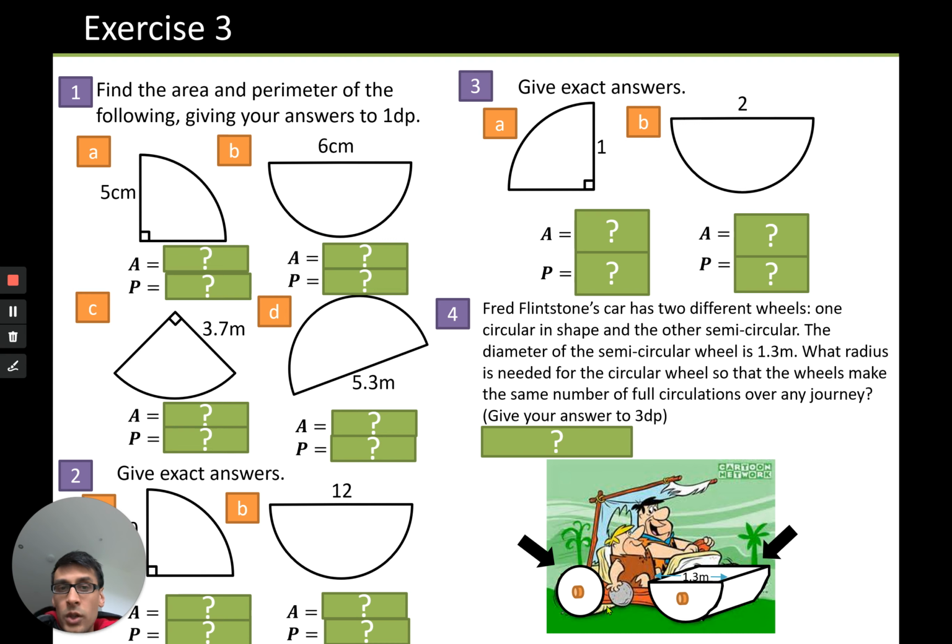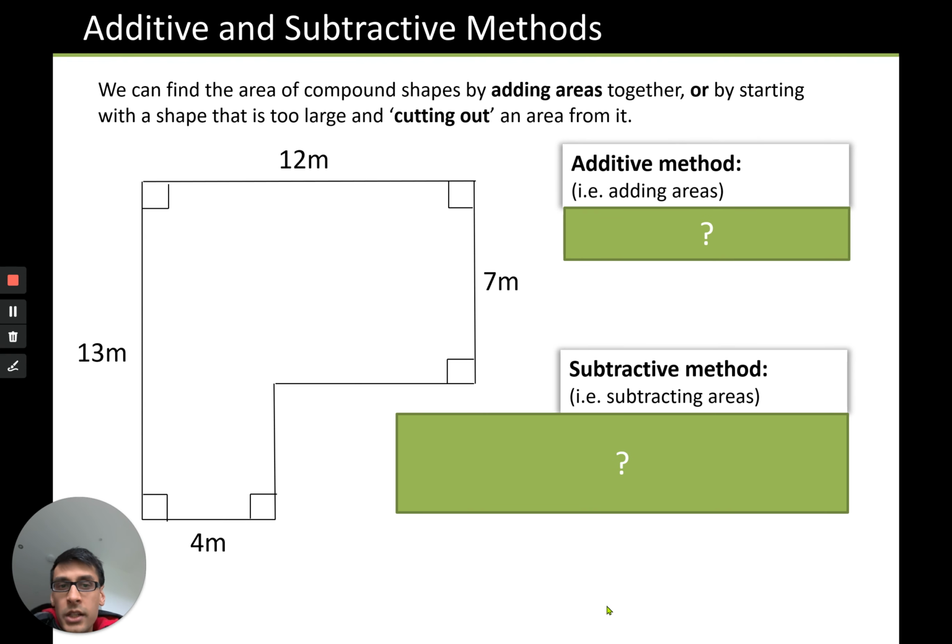So this is also optional, but we're going to look at some more complicated shapes. You're probably familiar with shapes like this. They're called rectilinear shapes because they're shapes that have just right angles. Compound shapes as well is when you combine different shapes together. You can work this out in 2 different ways.